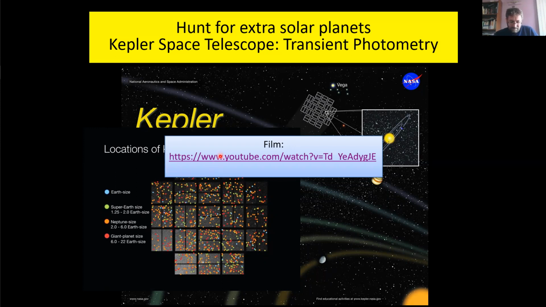So if you click here, then you will come to where you see the properties and sizes of the planets that have been observed in the solar systems, in comparison to, you see the big circles, this is our solar system, as it would be observed by Kepler.